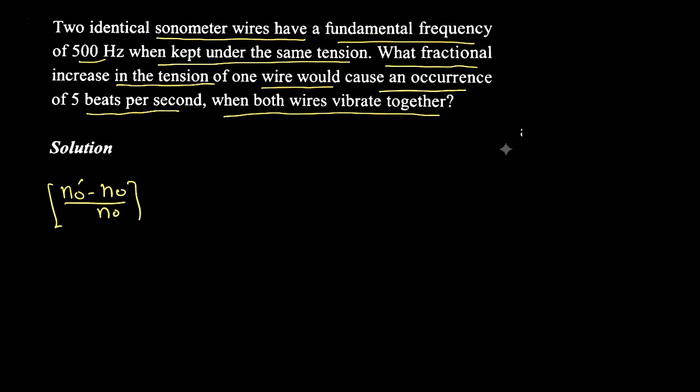So if I write the n naught value, n naught should be equal to 1 divided by 2L under root T by mu.